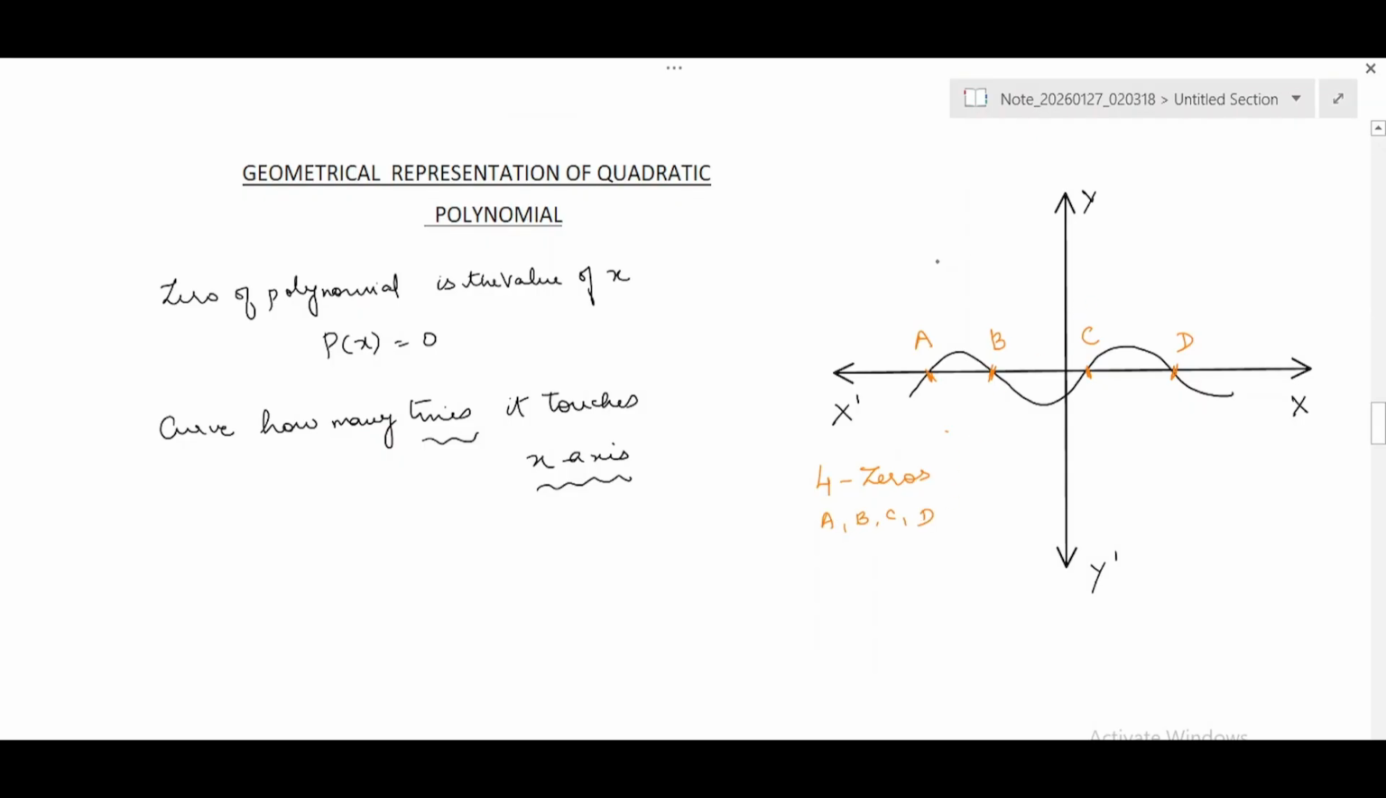Suppose there is a line parallel to the x-axis. This line does not touch the x-axis at all. So here the number of zeros is 0. This is the concept of zeros of polynomials. Sometimes there is a graph like this also, like a parabola which does not touch the x-axis. Here also the number of zeros is 0, because it does not touch the x-axis.